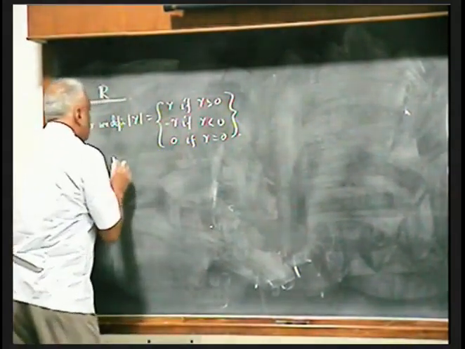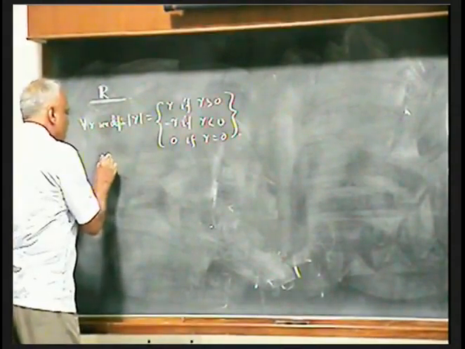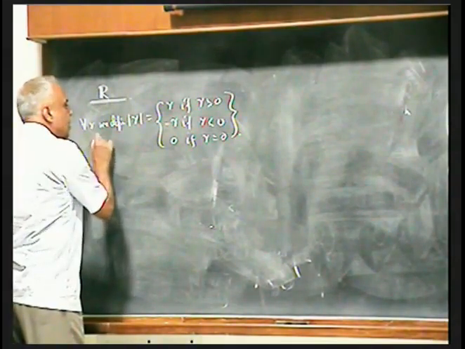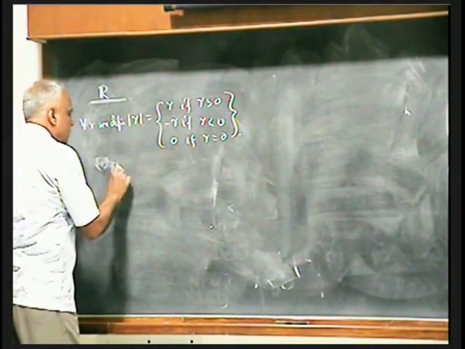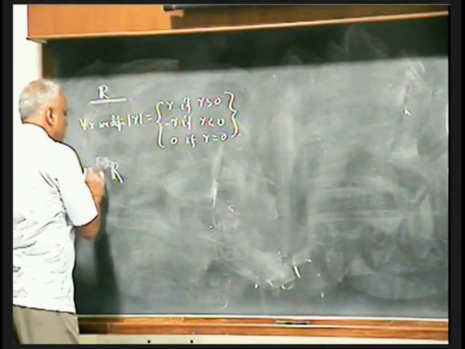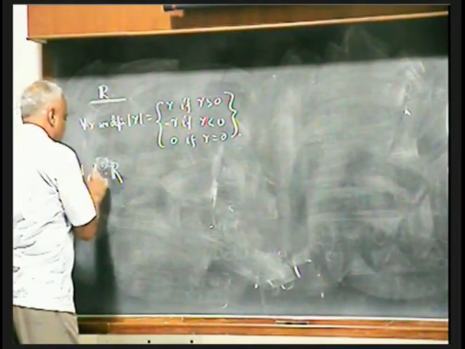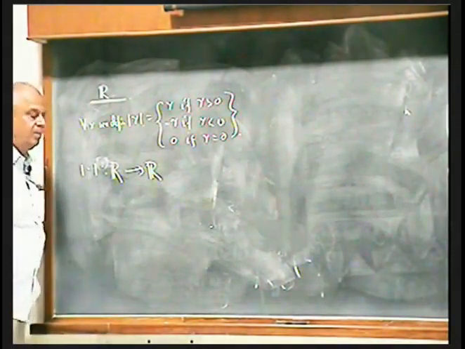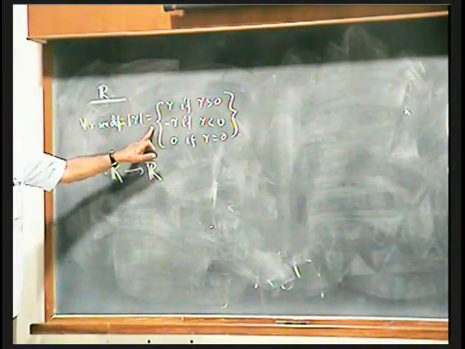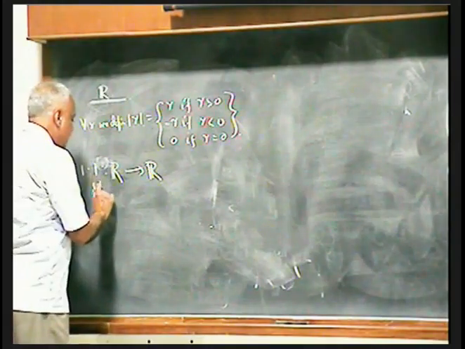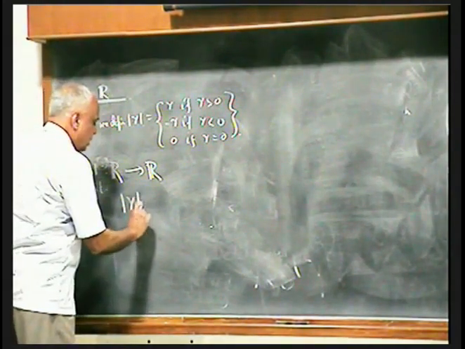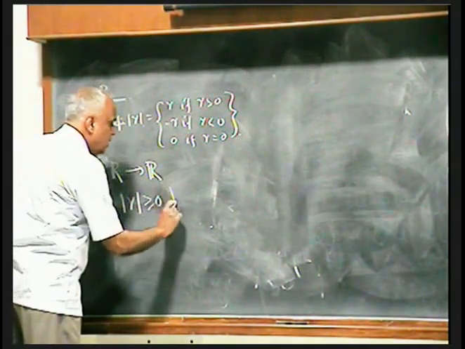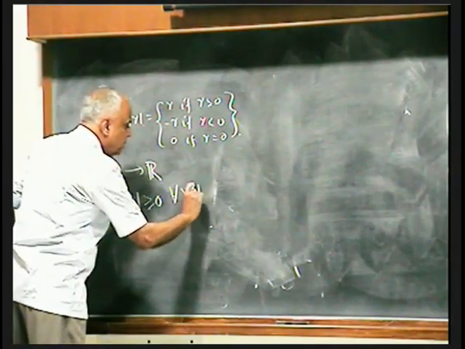Now, let me note. So what is this R to R? It is a mapping from R to R. For every real number, I associate another real number such that this is always positive.